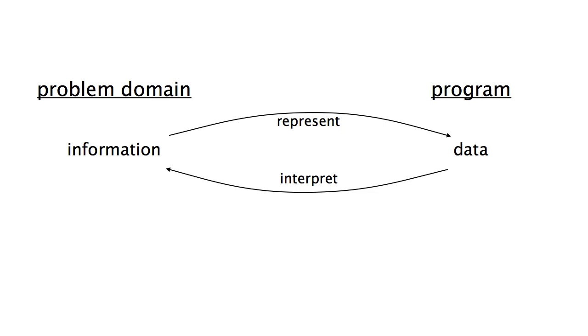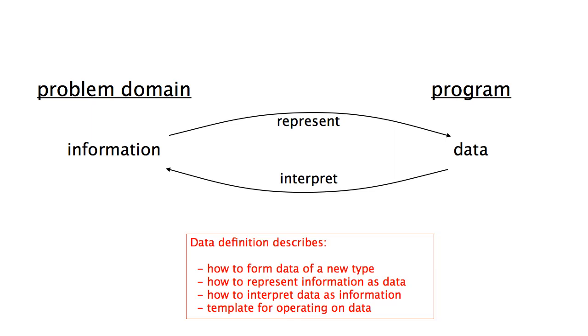They're going to help us really understand the relationship between information and data, and how data represents information, and how data can be interpreted as information. But I didn't talk about how to design data definitions, and I didn't talk about how to design a function that consumes data defined by a data definition. I just showed you examples of the completed product. So now what we're going to do starting next time is look at how to design data definitions.